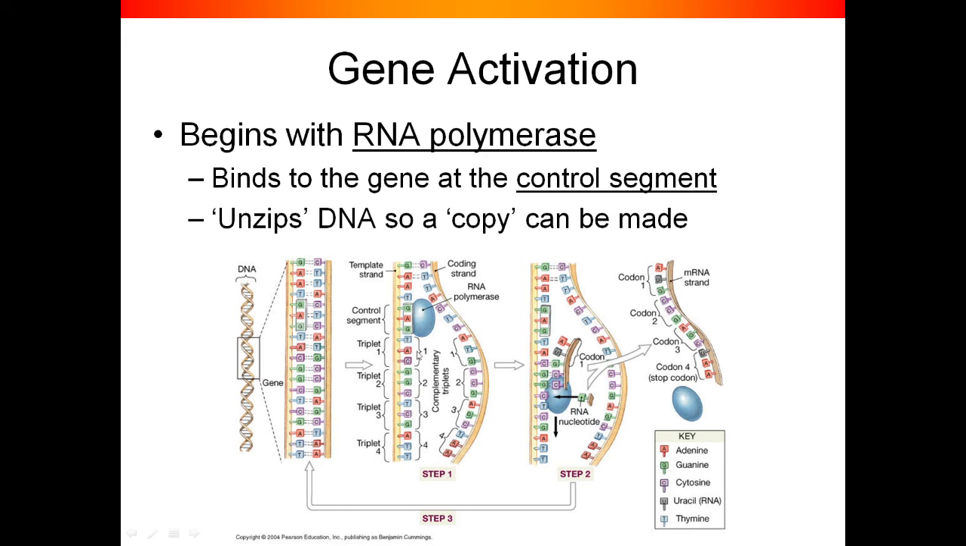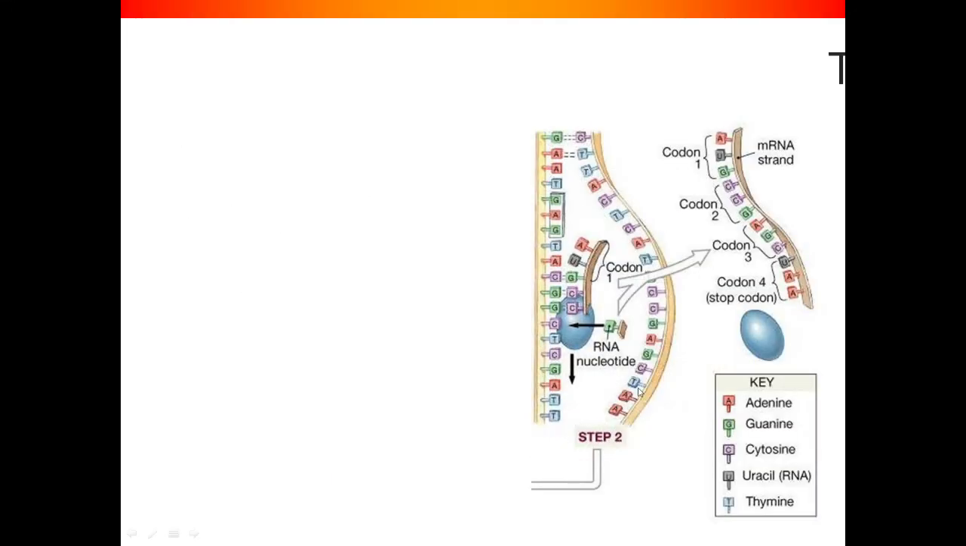Okay. These are the blueprints. This is the book right here that can't leave the library. So what's going to have to happen is we have to make a copy that we can take out of the library to use to make a protein. Okay? So the next step is transcription. And what we do when we transcribe something is we make a copy. And this RNA polymerase is going to do this for us.